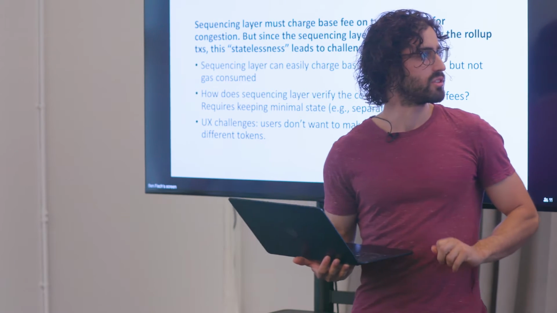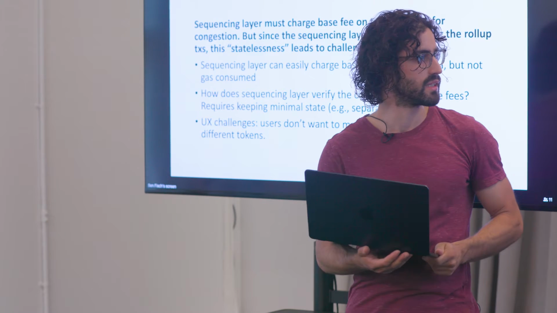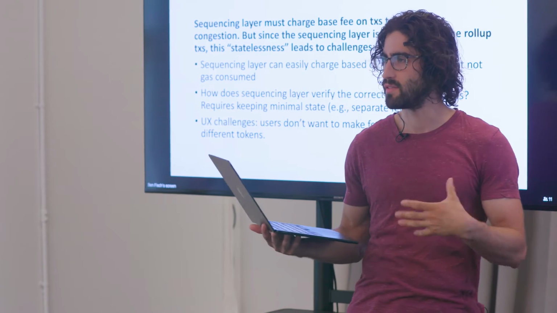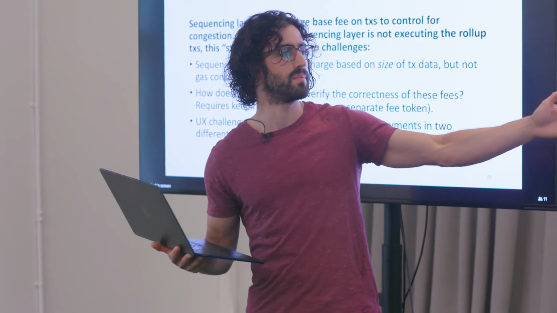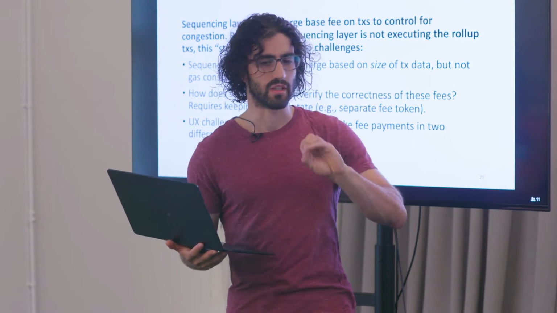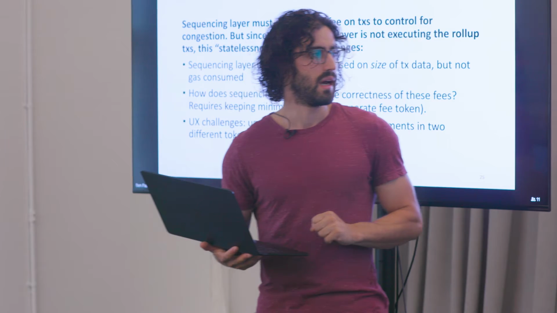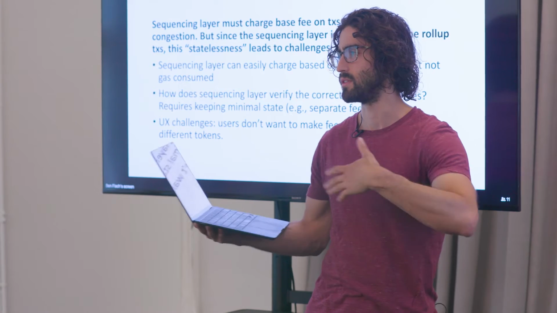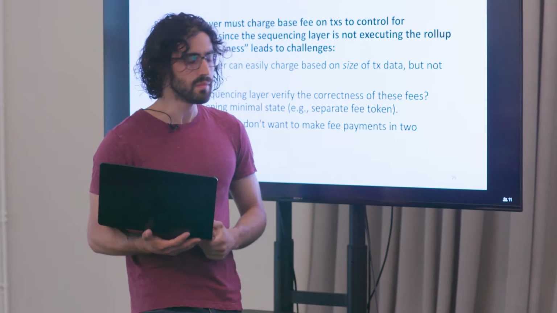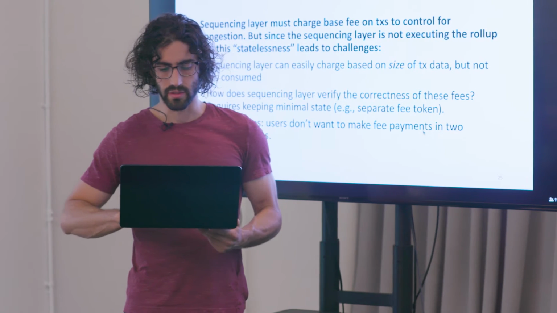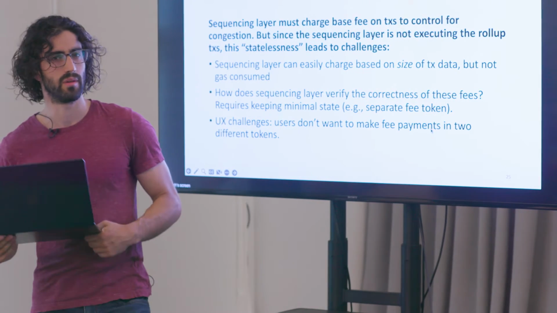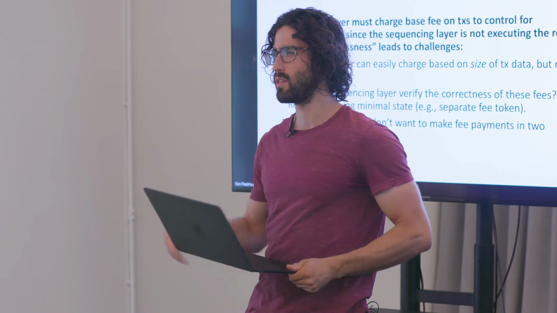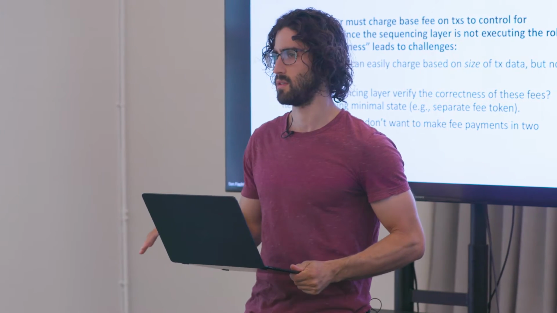So how should transaction fee mechanisms work with shared sequencing layers? There's another question of how the sequencing layer verifies the correctness of these fees. That could be an independent rollup, some minimal state that's just being used for fees. But that also could create a UX challenge where users now have to pay in 2 different currencies. So there's a question of how to deal with that. Great, so those are the 3 problems, and we're going to split up into 3 groups. I think 1 is going to be in here, and then 2 are going to be in conference rooms. I think the one in here is the only one that's going to be recorded.